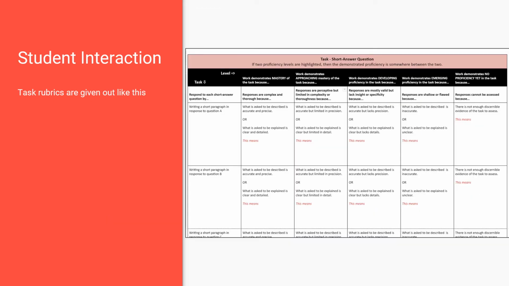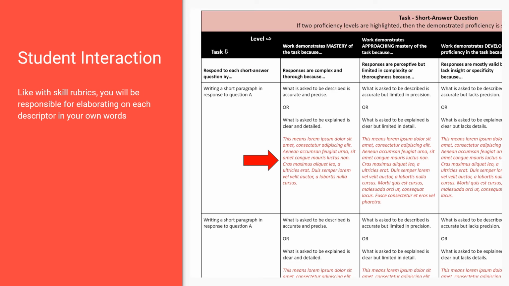Task rubrics are given out to students like this. Like with skill rubrics, you will be responsible for elaborating on each descriptor in your own words. That way, everyone's rubric will be personalized with their own wording. However, we will all still share a common understanding.